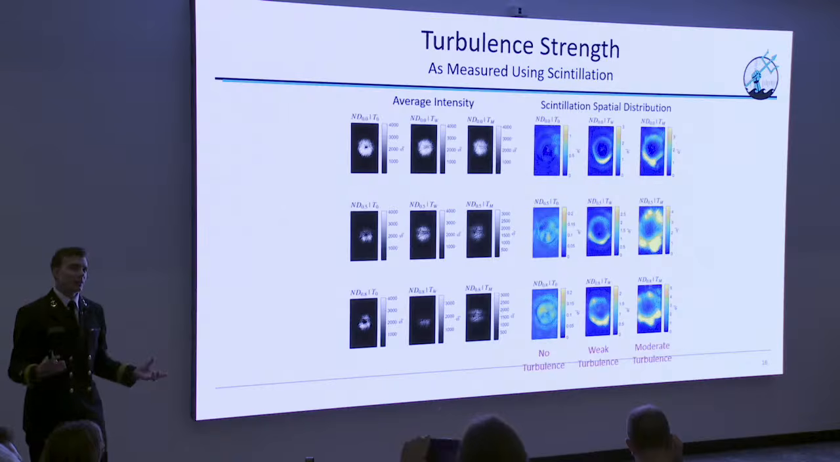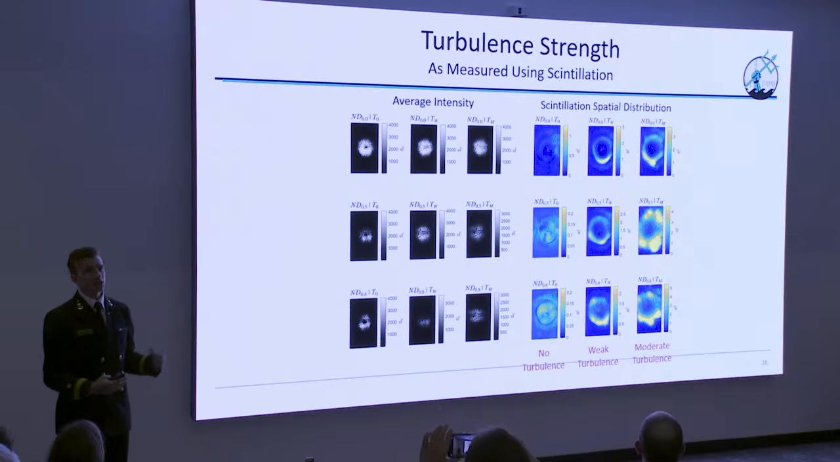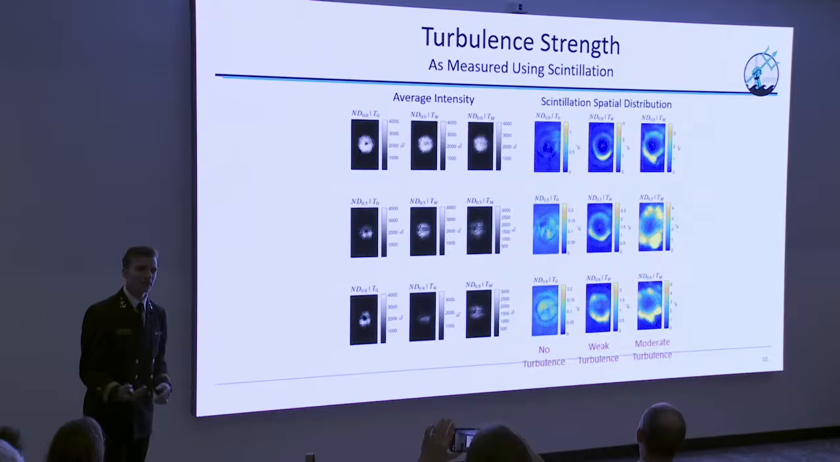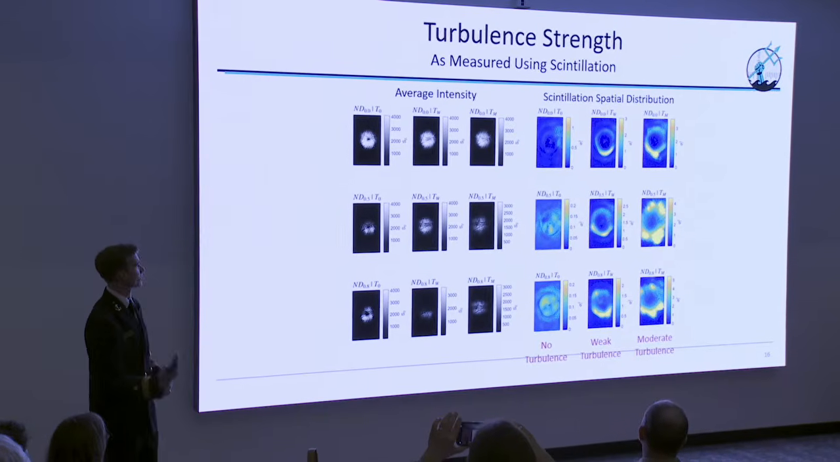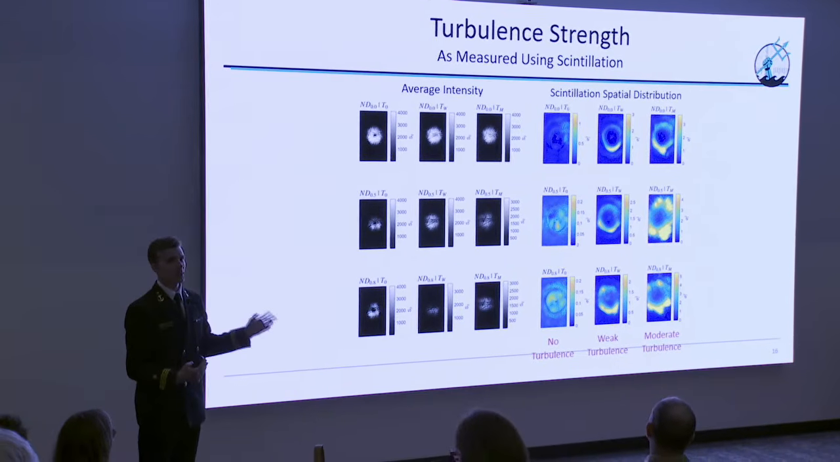So after we make these beams and validate that, we now have to look at our turbulence strength and see how the beam is being affected in the intensity, as well as being affected in our scintillation spatial distribution.